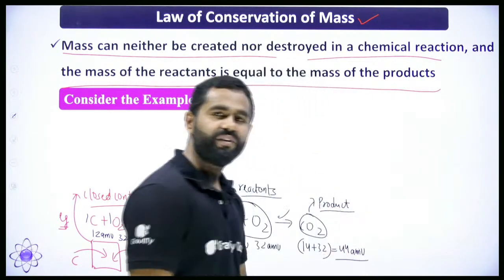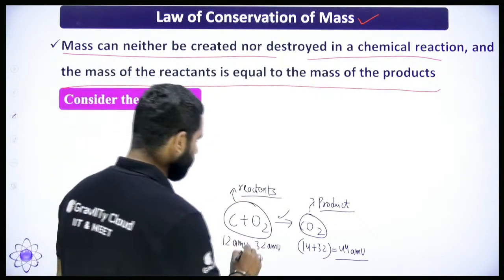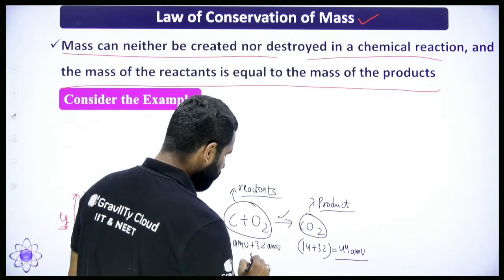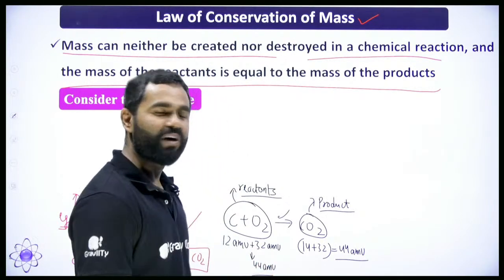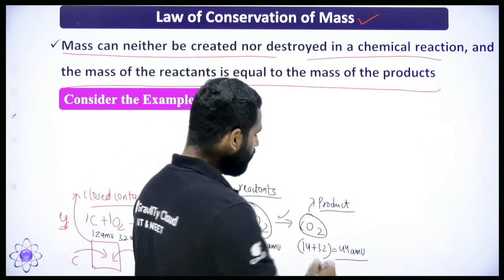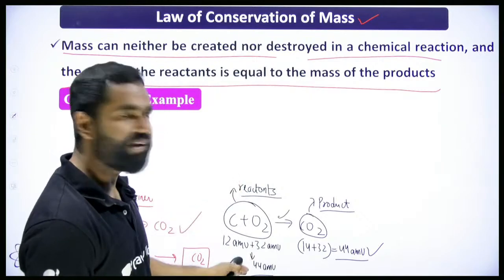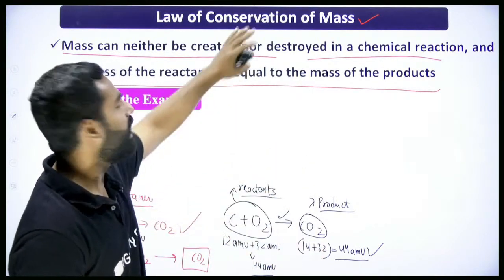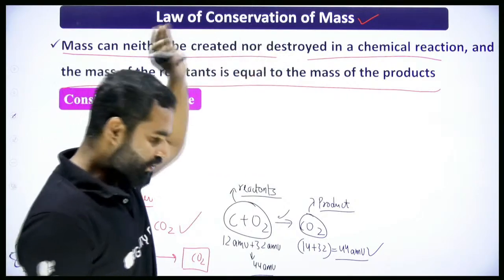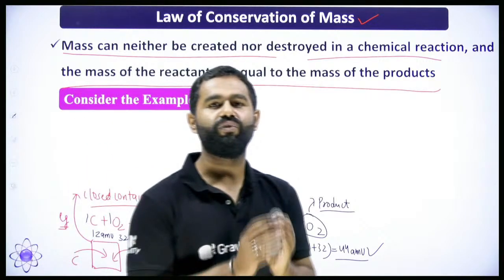right? So now in this reaction, what is the total mass of reactants? 12 plus 32, which is equal to 44 AMU. And what is the mass of products? It is again equal to 44 AMU. Simple. So I can say the mass of reactant is equal to mass of product, and this equation follows the law of conservation of mass.